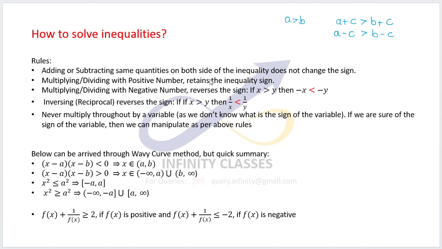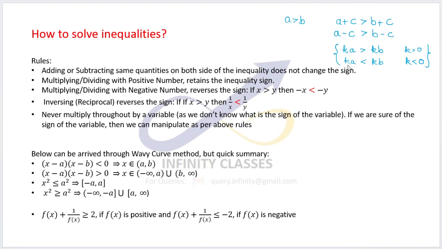Now multiplying and dividing by a positive number. So if we already know that the number which you are multiplying with is positive, then it's completely fine. The inequality will be retained. So if A is greater than B, then K into A will come out to be greater than K into B if K is positive. But if K is negative, then K into A will turn out to be less than K into B. So we have to be very careful while dealing with this.